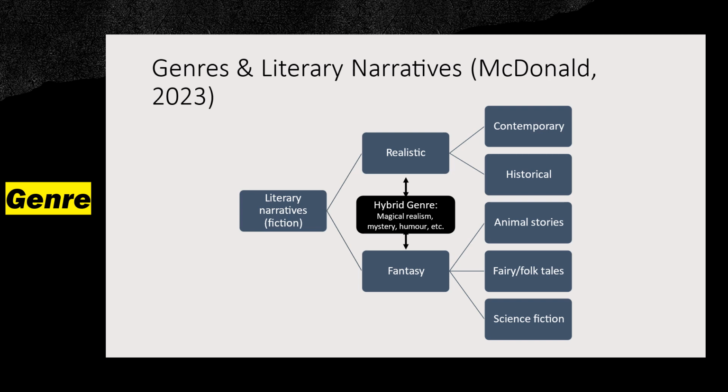So this diagram was adapted from MacDonald's work published in 2023. So literary narratives or fiction can be divided into those that belong to the realistic and fantasy works. And then we have hybrid genre, which is a combination of both of these genres, the realistic and fantasy. Realistic fiction can also be further divided into contemporary and historical fiction. So contemporary refers to today's era.